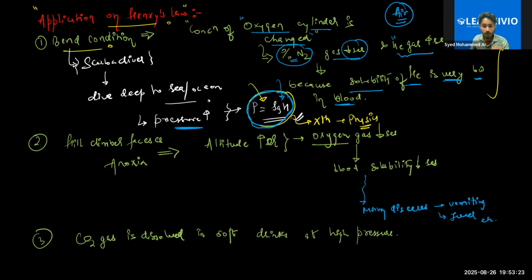So in order to avoid this condition, we change the concentration. We decrease the percentage of nitrogen gas in the cylinder and increase the helium gas, because helium has a very low solubility in water. So if I increase the helium gas and more pressure is exerted on it, it will not dissolve more in the blood, because it has a low solubility in comparison to nitrogen. This is what we do in order to avoid this condition.